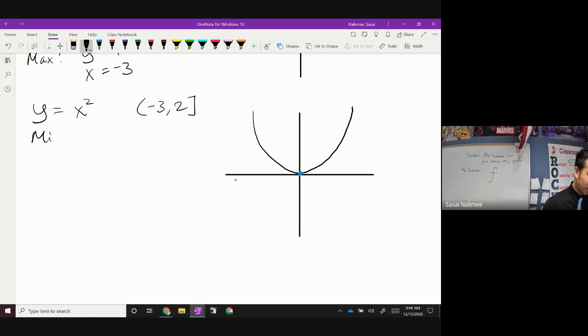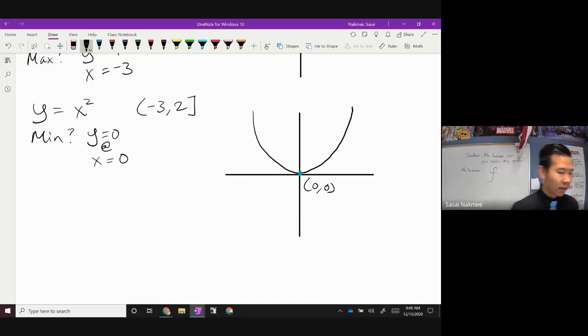What's the minimum here? The minimum here is still going to be y is equal to 0 at x is equal to 0, right? It's still the lowest point. This point down here, 0, 0, that's still the lowest point, isn't it? And then, of course, like earlier, over here, this is going to be -3, and this is going to be +2. This is the point right here, 2, 4, and this is an open dot now at -3, 9.